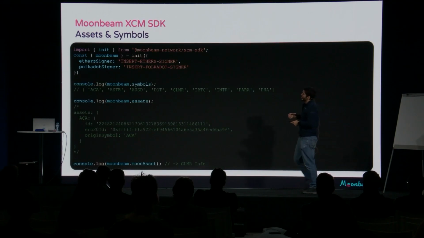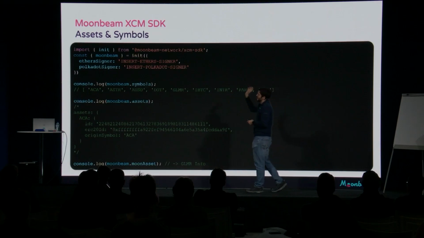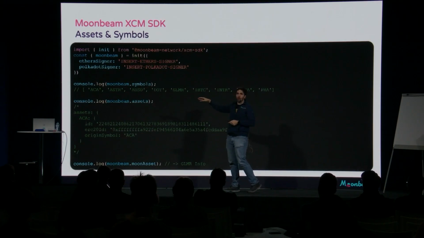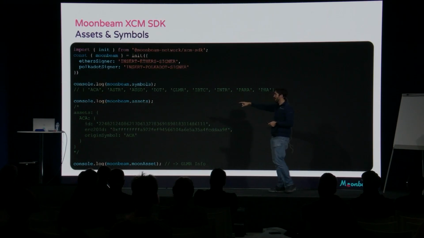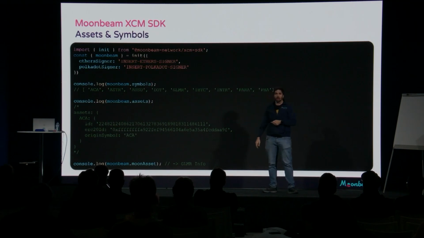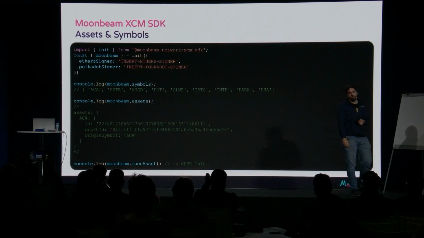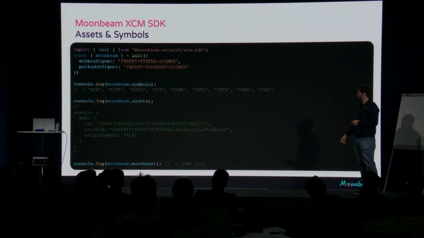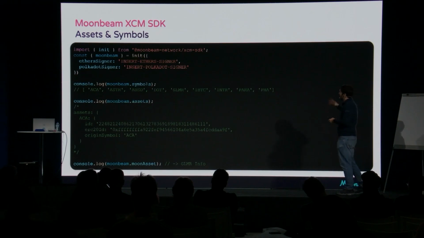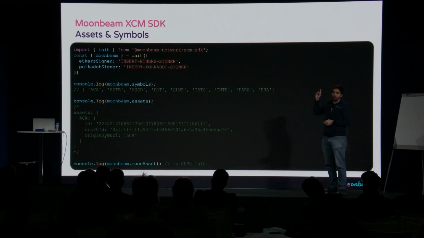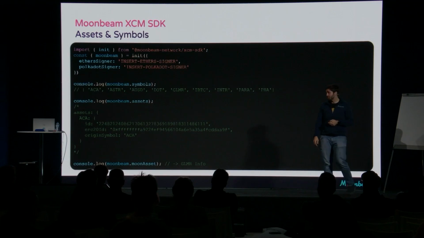Once you've initialized the SDK, you can, for example, log the symbols just to see the tokens that are supported. You can also get more information on each asset by doing moonbeam.assets, and you'll find a lot of information. You can have information about the Glimmer native token in the case of Moonbeam, the same for Moonriver, and so on with the different methods. I think I put it on the previous slide, but you can find more information on our documentation site for sure.